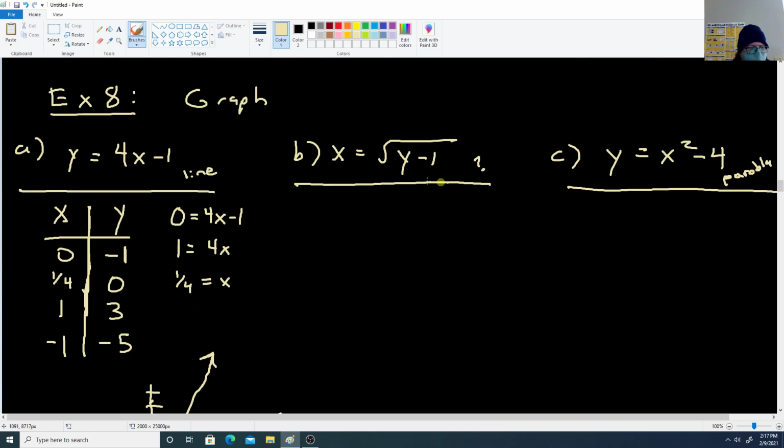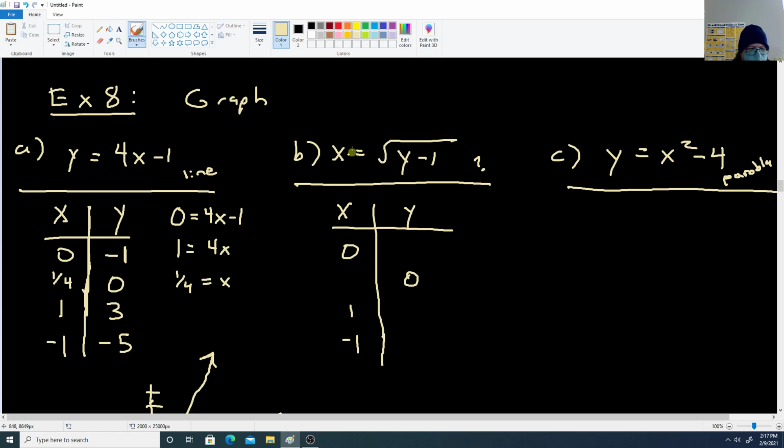Next one here, we're going to say x generate y. We want 0 for the x to find the y-intercept. We want y to equal 0 to find the x-intercept. We'll take a couple easy to work with numbers, and then maybe we'll take a couple more because we don't know what this graph's supposed to look like.